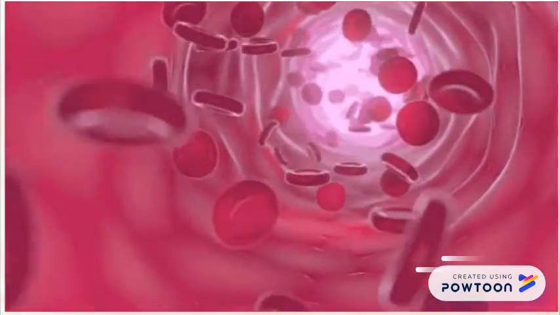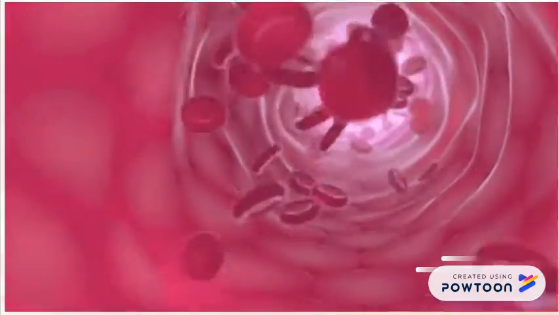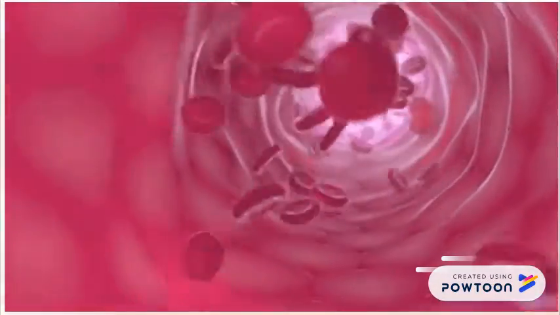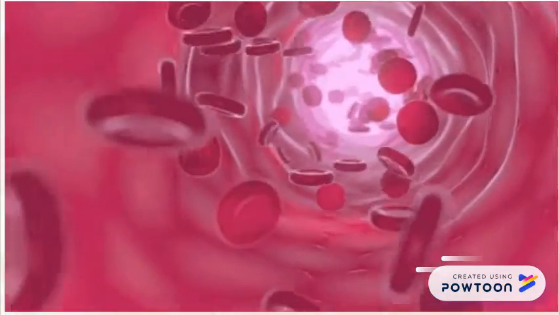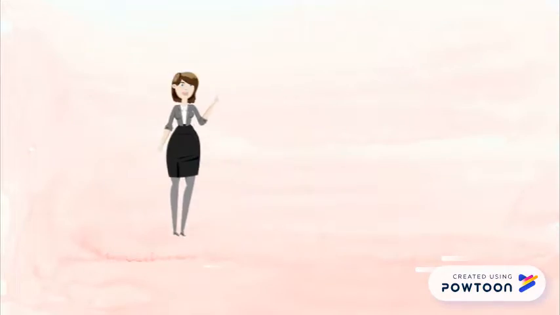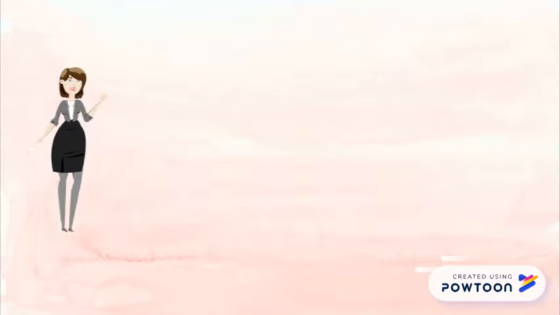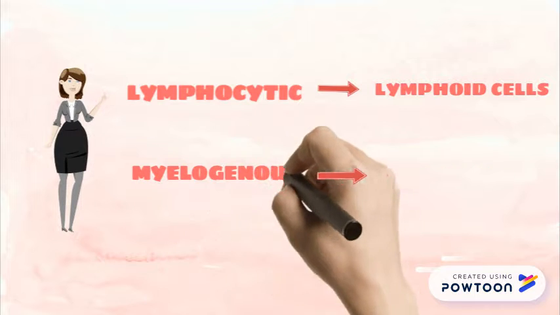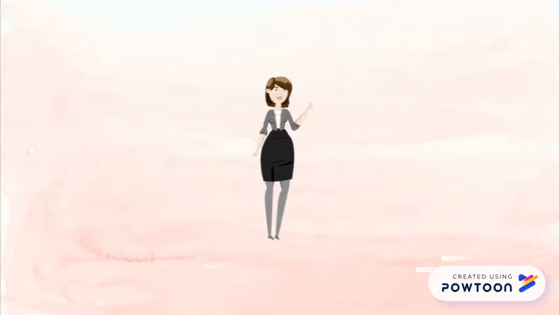An immature blast cell has two gene mutations which prevent it from maturing into a specialized blood cell and cause it to multiply out of control. These immature blast cells crowd the bone marrow and impair the ability of the bones to make healthy blood cells. The types of cells that are affected are the lymphocytic, which affects the lymphoid cells, and the myelogenous, which affects the myeloid cells.